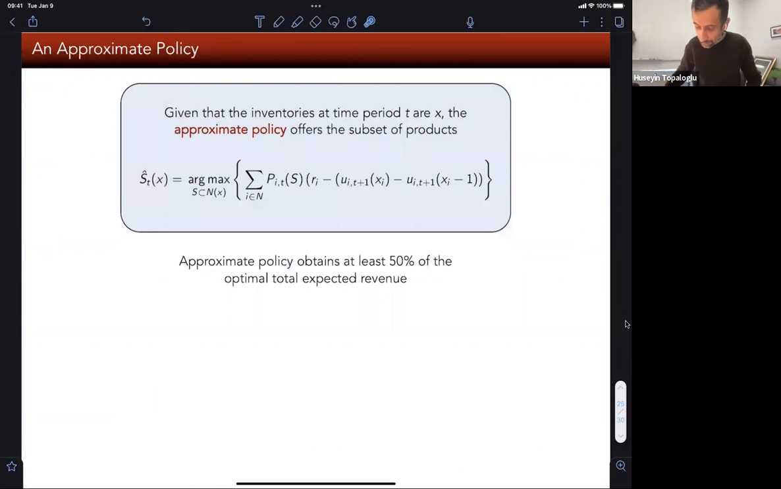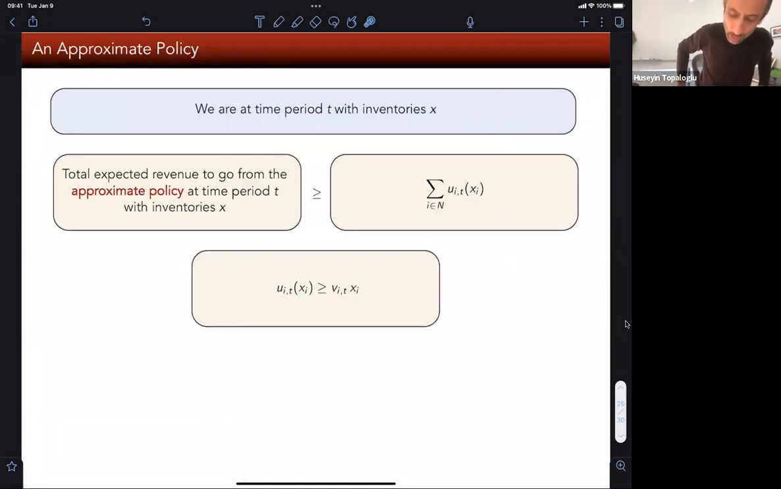How does the 50% approximation guarantee for this more sophisticated capacity-dependent bid price policy look? It's roughly the same idea. We prove two inequalities. The first one says the following: the total expected revenue collected by our approximate policy, starting from time period T with these initial inventories, is at least as large as the evaluation of those inventories according to our capacity-dependent bid prices. You can show this by using backward induction over the time periods.